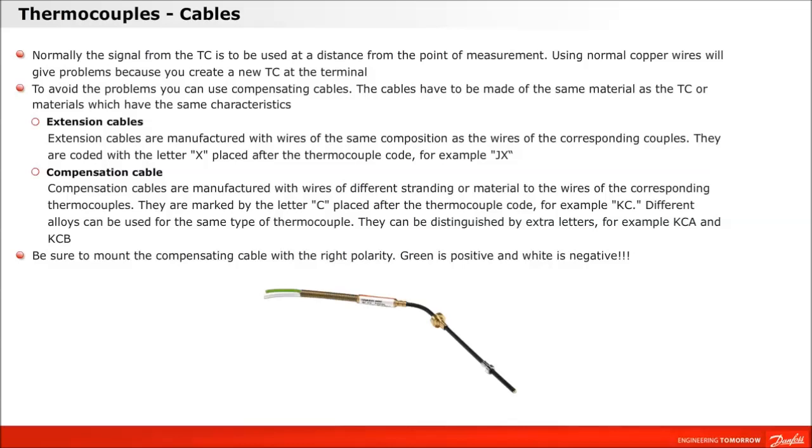Different alloys can be used for the same type of thermocouple. They can be distinguished by extra letters, for example, KCA and KCB. When used within the temperature rating of the cable, the two options are equally good. But if you use the compensating cables outside the specified temperature range, you will get an error on the temperature measurement. The cost of the various cables is most often the decision criteria when choosing between the two.